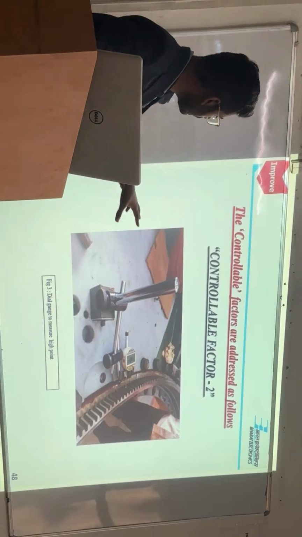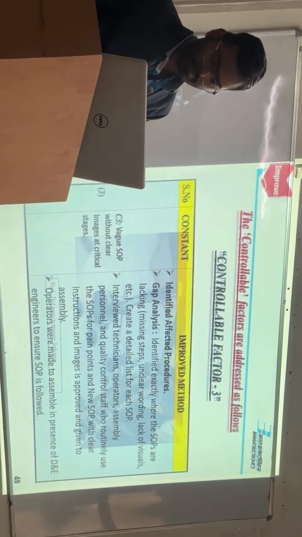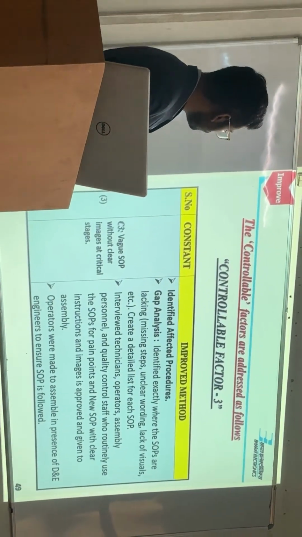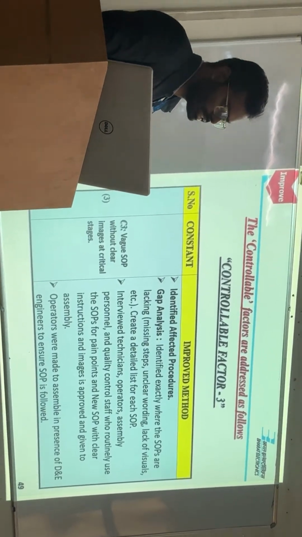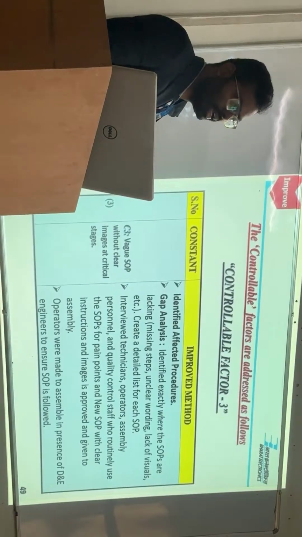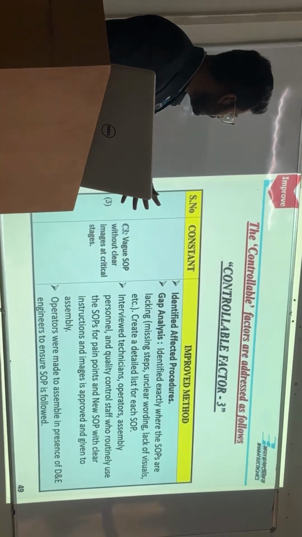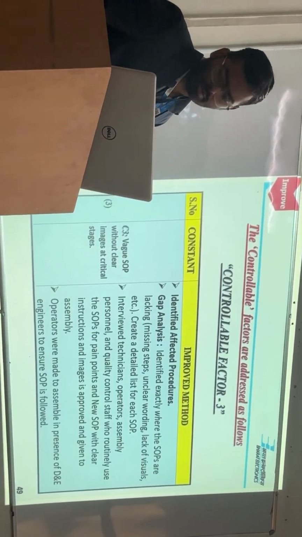This is a picture showing the high point measurement with the help of our dial gauge on the racing gear. Coming to the weak SOP, we have done a gap analysis, then interviewed the quality staff, testing staff, and assembly operators to know exactly where their pain points are, where they are finding difficulties, and we have identified missing steps and unclear coding. Then we developed a standardized procedure.